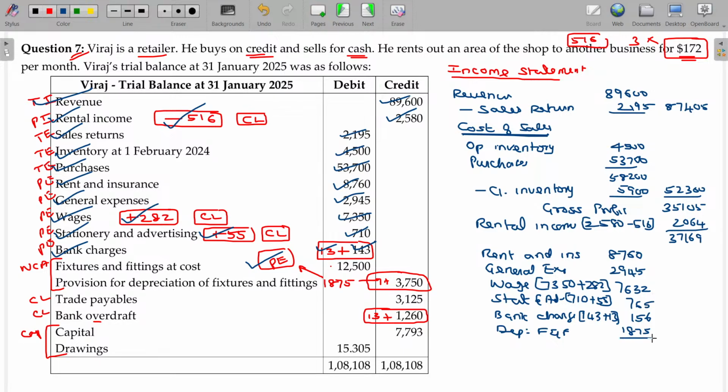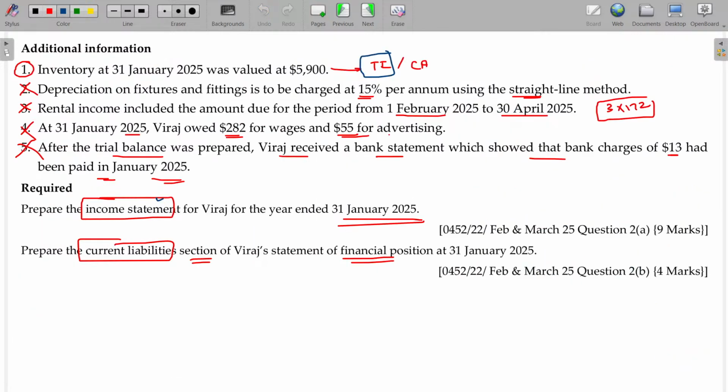So now I total this. The total being 22,133 is going to be subtracted from our total income. You will get the profit for the year. The profit for the year in this case being 15,036. So with that we have completed the income statement preparation.